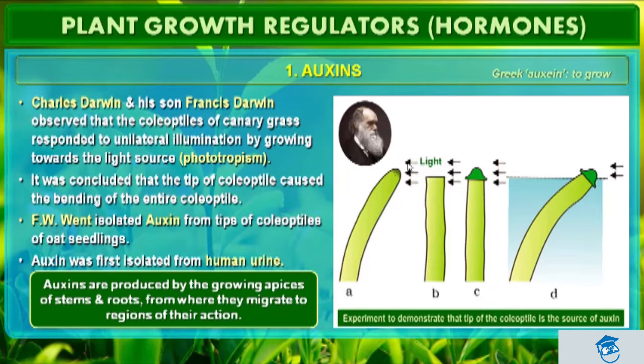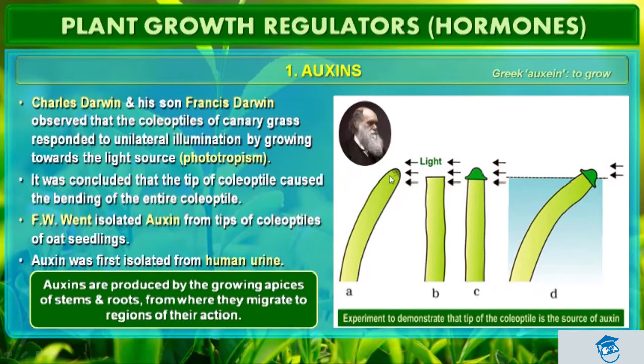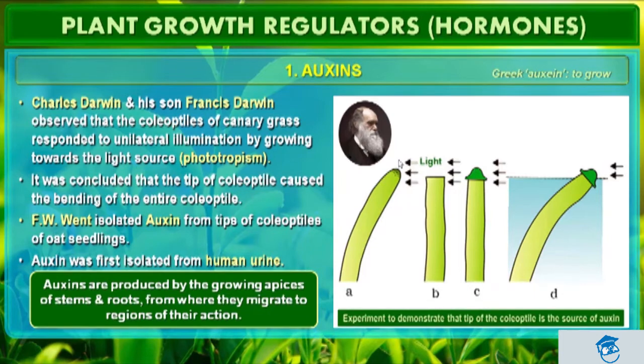After a series of experiments, it was concluded that the tip of the coleoptile, see, this is the coleoptile of canary grass and this is the tip of the coleoptile of the canary grass, was the site of transmittable influence that caused the bending of the entire coleoptile. See, this coleoptile has bent towards the light source. Auxin was isolated by F.W. Went from tips of coleoptile of oat seedling.